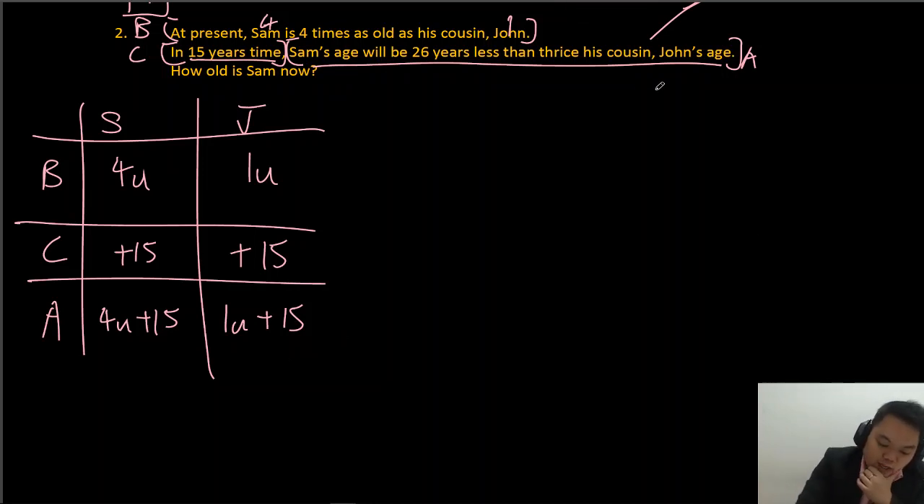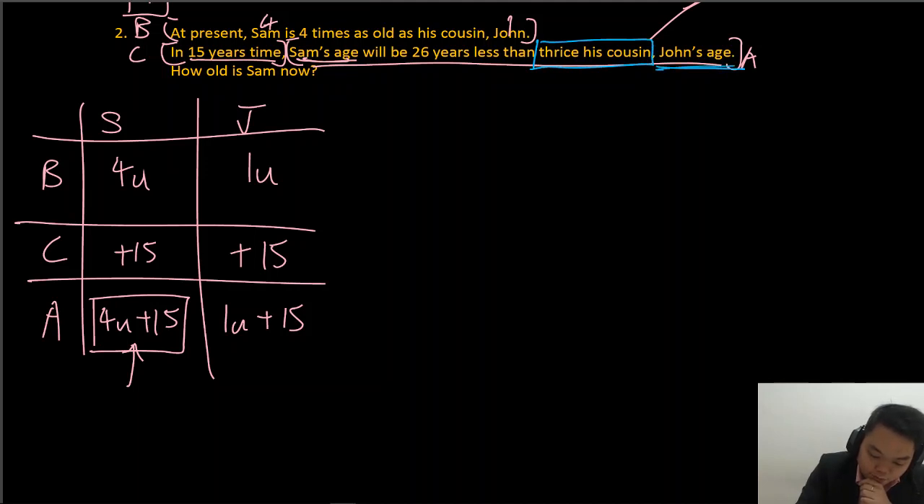So we know Sam's age is going to be 4 units plus 15 in 15 years' time. Then we want to break this down. We want to know what is 3 times his cousin's age. So right now, let's look at it this way: 1 unit and 15.